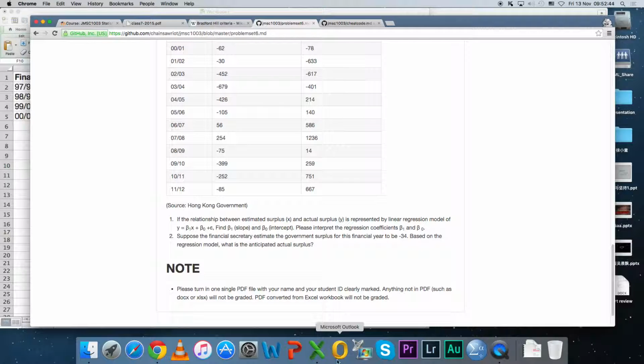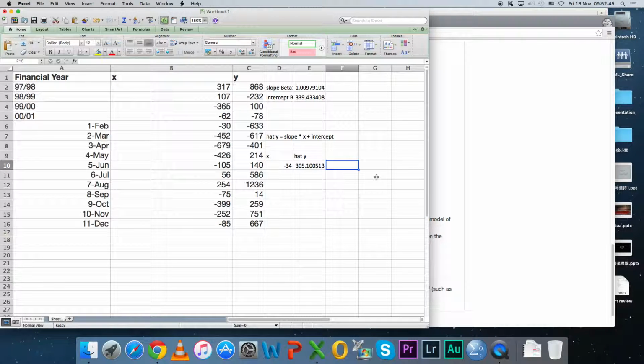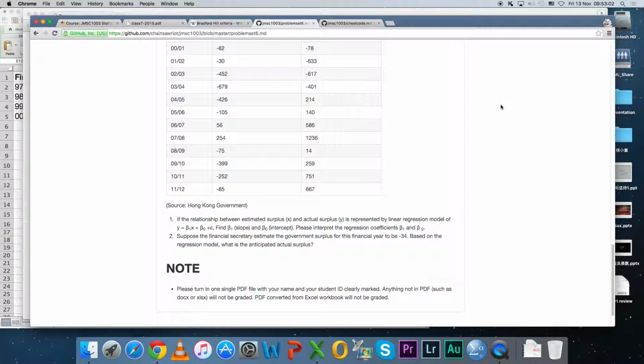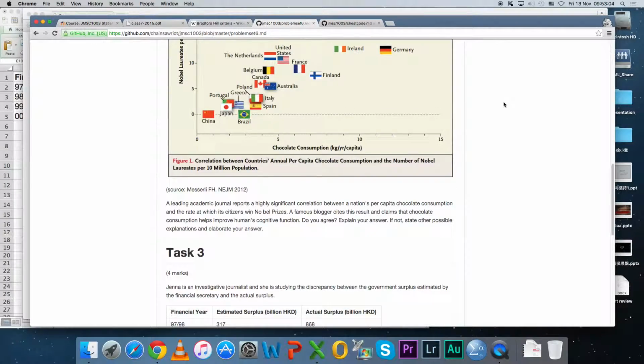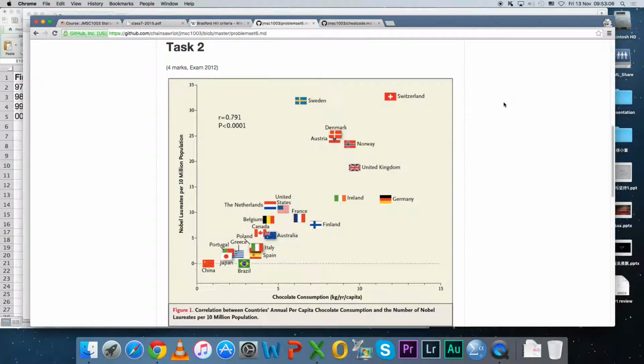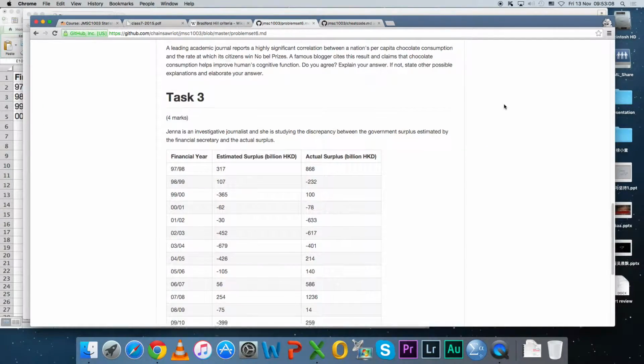So, questions? It's straightforward if you know what is going on. But if there is no question, then we will move on to task 1 and then task 2.